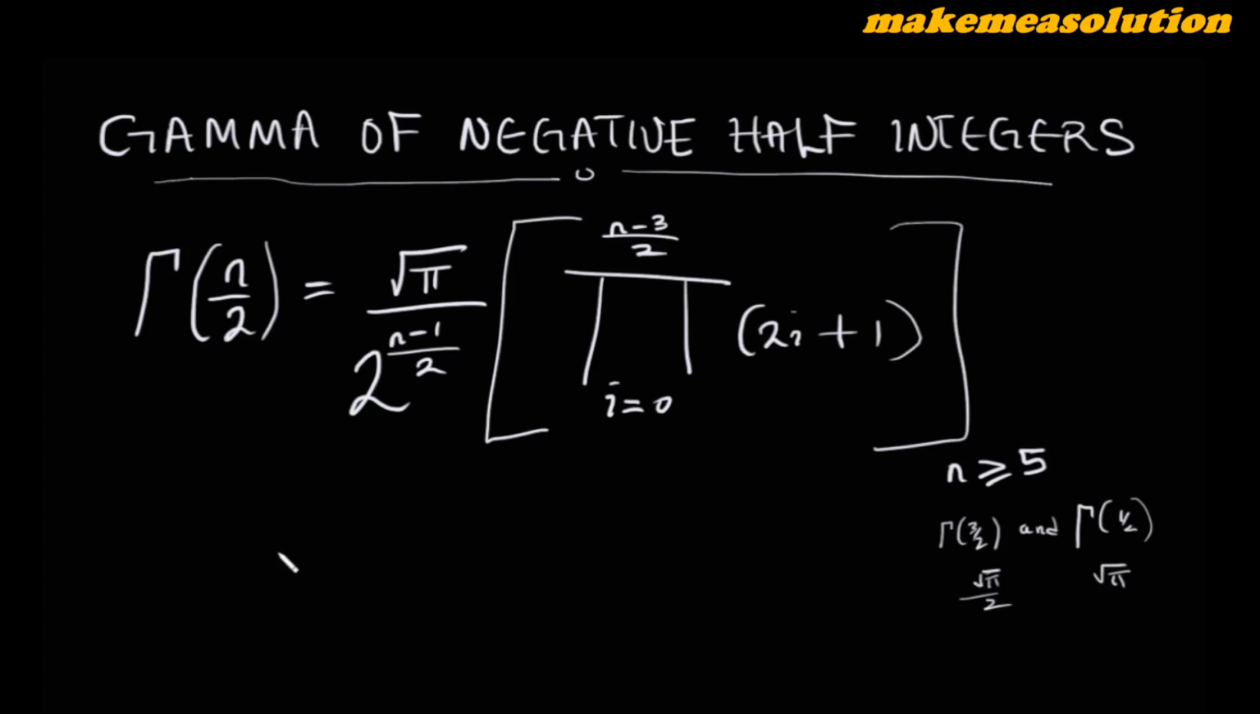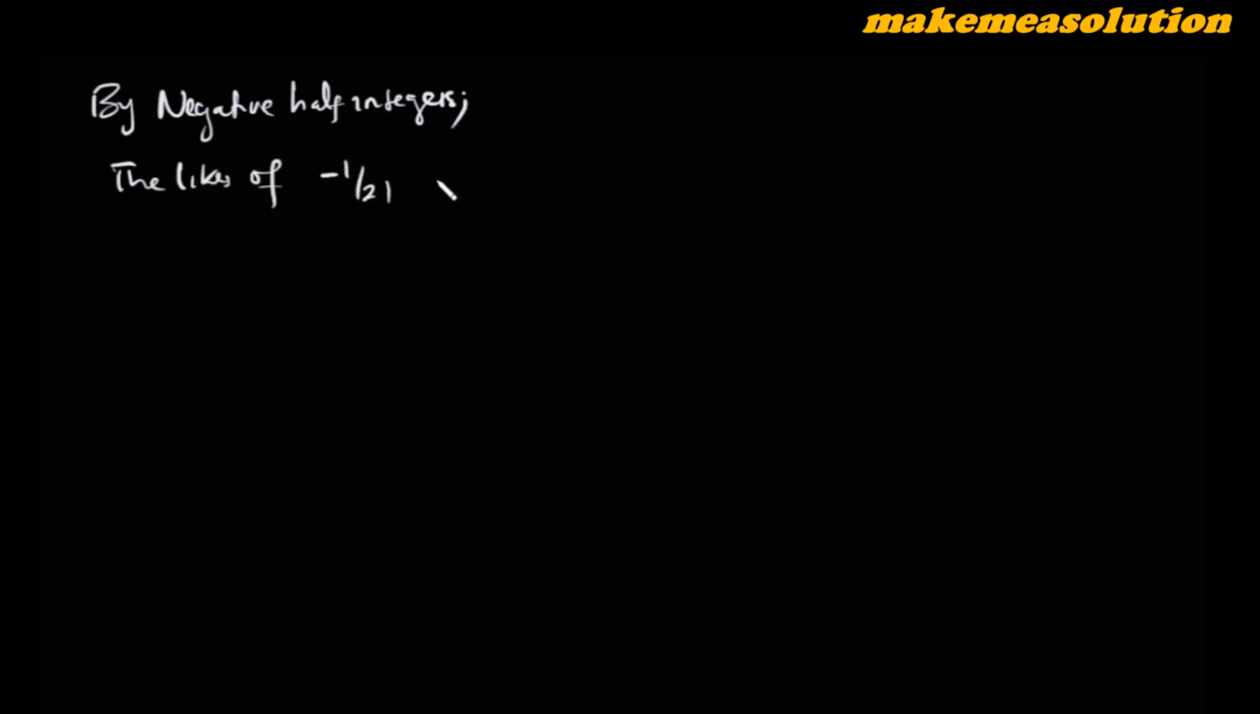So we are going to learn about the gamma of negative half integers. What do I mean by negative half integers? We are talking of minus 1 over 2, minus 3 over 2, minus 5 over 2, and minus 7 over 2, and so on and so forth.